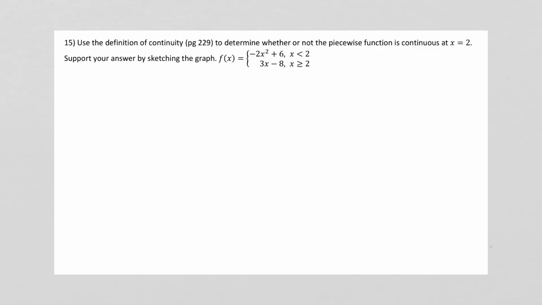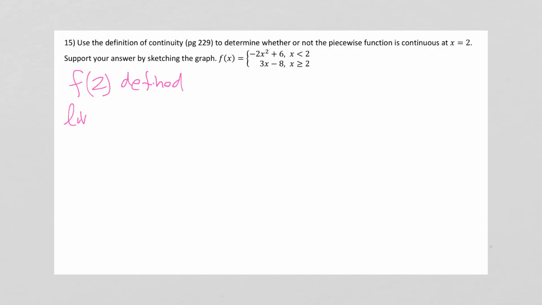Alright, use the definition of continuity on page 229 to determine whether or not the piecewise function is continuous at x equals 2. Support your answer by sketching a graph. Alright, well, for something to be continuous, we need three things. So we're doing 2. We need f of 2 to be defined.